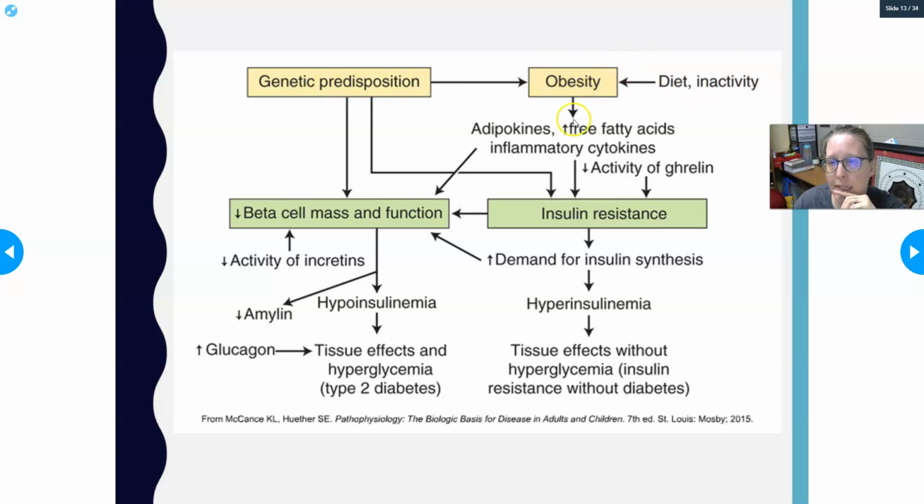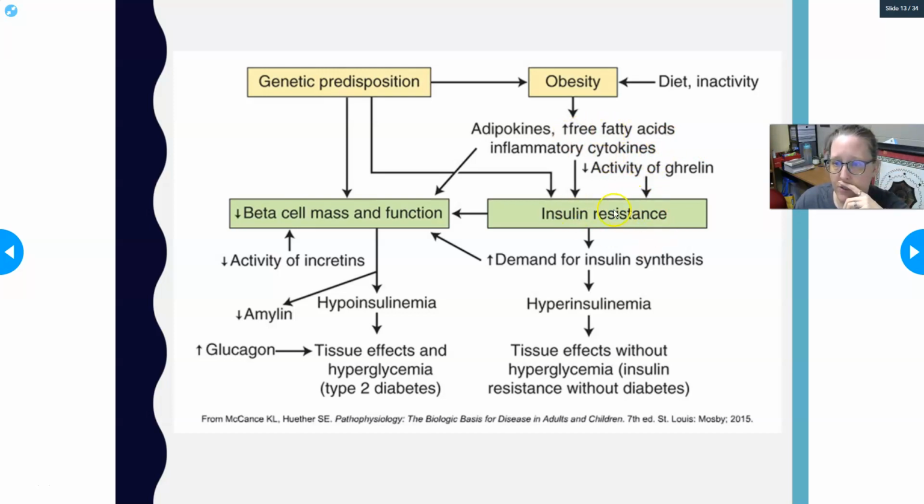And then obesity is going to lead to release of adipokines. There are increased free fatty acids floating around in the blood. There are more inflammatory cytokines and a decreased activity of ghrelin. So basically, obesity is like an inflammatory condition, if you will. And they're hungry all the time because of that decreased activity of ghrelin. And so that can result in more eating or overeating.